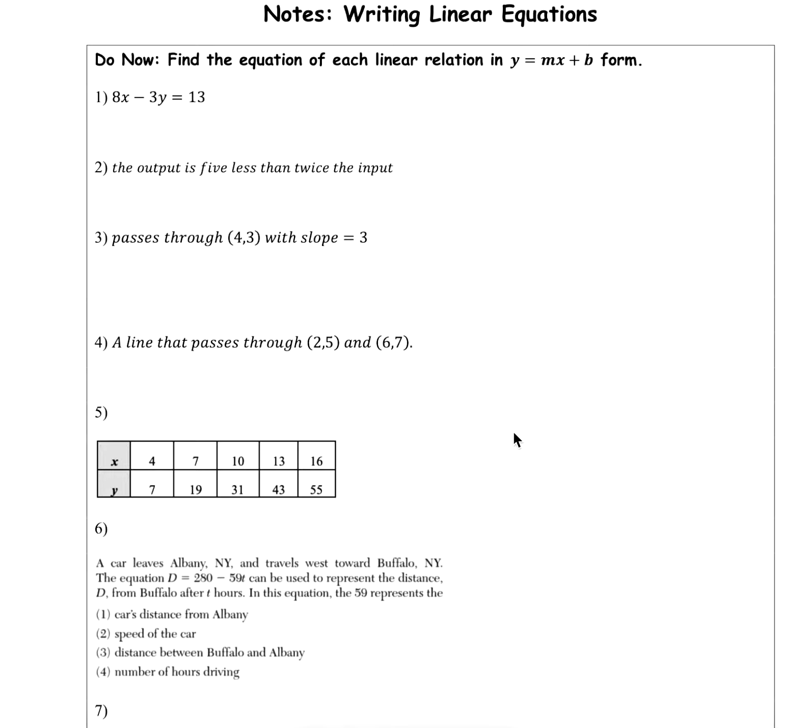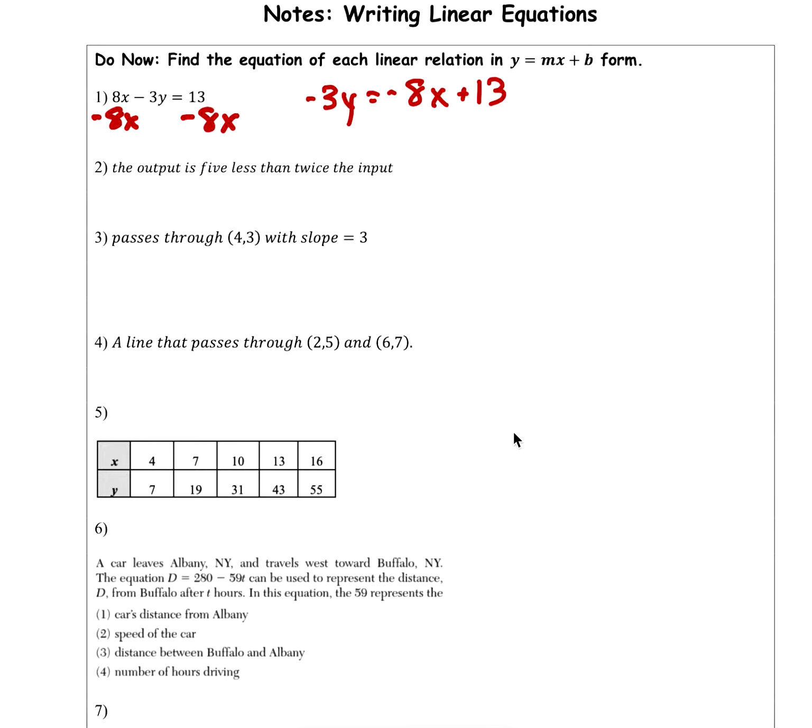So the first one, our problem with the first one is we don't have the y by itself. So we have to get the y by itself. What I'm going to do is subtract 8x on both sides. That's going to get just that minus 3y on the left. So when I subtract 8x on both sides, what I'm left with on the left is negative 3y, and on the right is negative 8x plus 13.